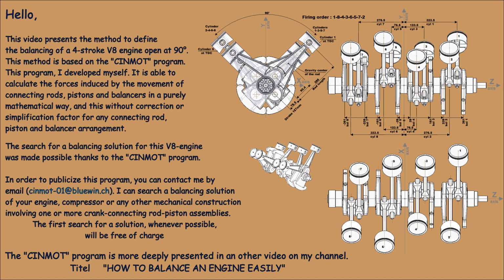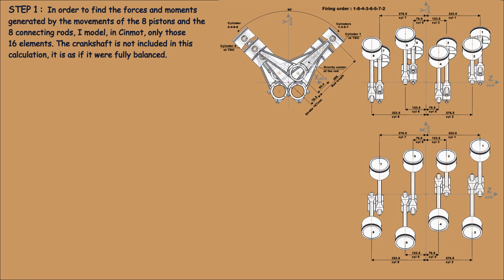Title: How to balance an engine easily. Step 1. In order to find the forces and moments generated by the movements of the 8 pistons and the 8 connecting rods, I model, in Cinmot, only those 16 elements. The crankshaft is not included in this calculation, it is as if it were fully balanced.